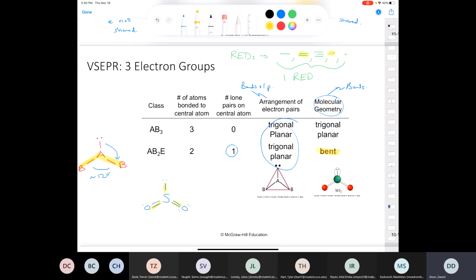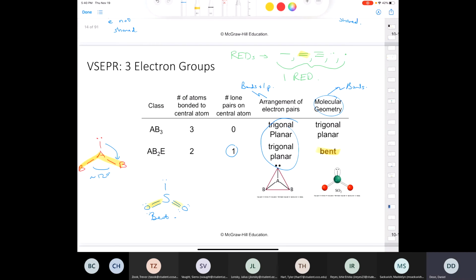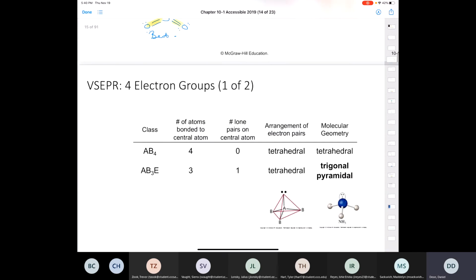If I have three regions of electron density, my arrangement of electron pairs, or my electron geometry, is trigonal planar. However, molecular geometry only considers bonds, doesn't it? So it's only going to consider this part of the molecule, and the shape is bent.